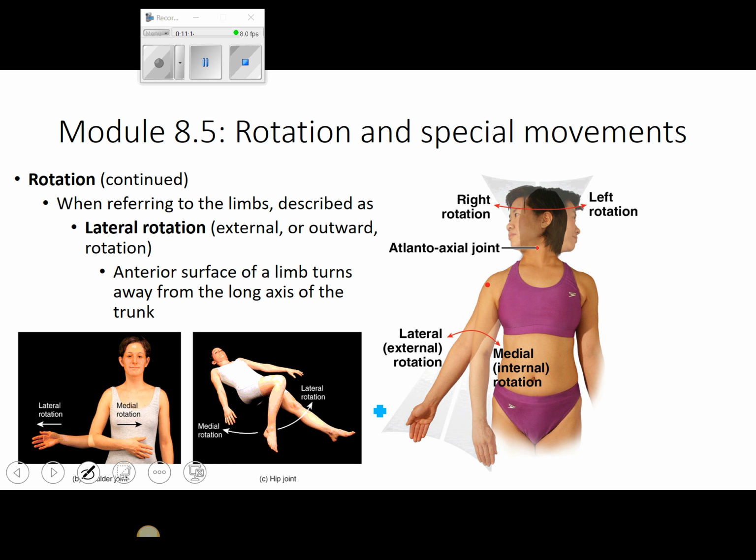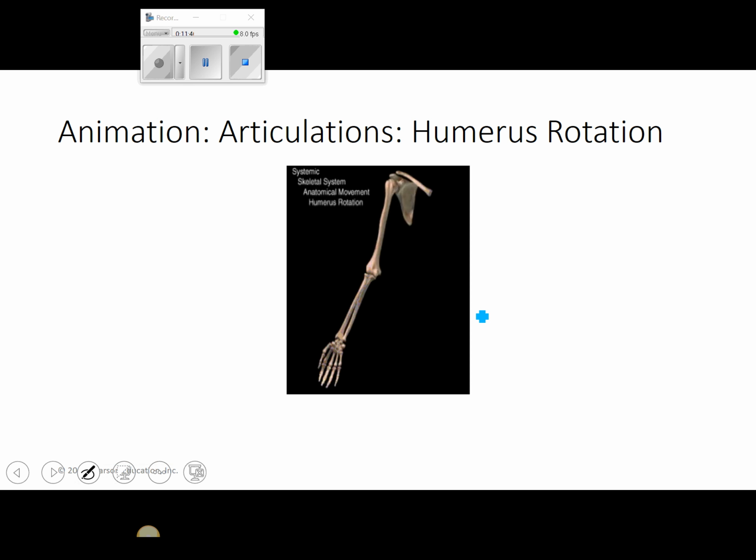Lateral rotation, of course, is when the anterior surface of a limb turns away from the midline, or away from the long axis of the trunk. Again, it shows you an example of the arm going outward. This arm here is going outward instead of medially. And so when it's lateral, you'll see the palm of the hand. Here is a brief little animation showing you the humerus rotation to watch when you have a moment.